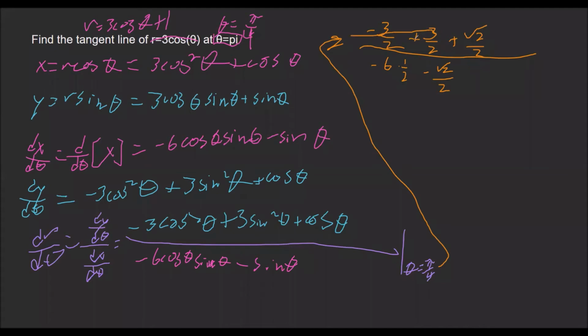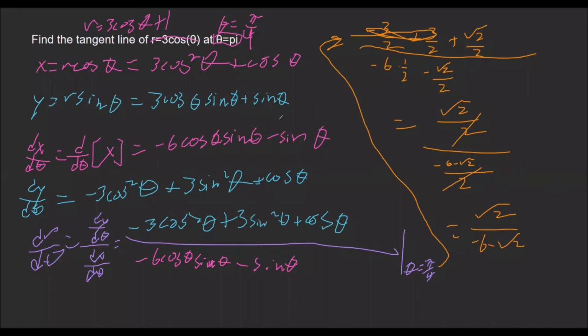We can cross these two out. They combine to equal 0. So we're left with pi over 2 over 2 over negative 3, which I'm going to write as negative 6 minus root 2 over 2. Okay, and we can cross out these numerators and denominators. And so we end up with pi over 2 over negative 6 minus pi over 2.